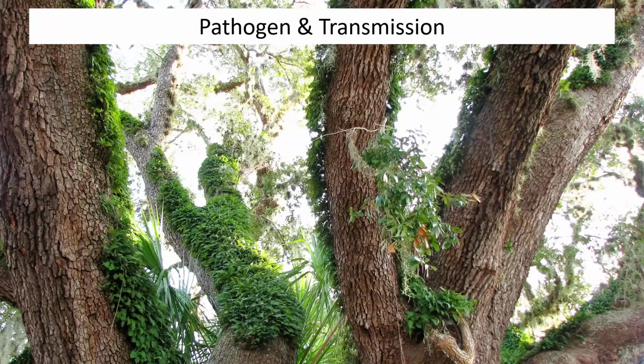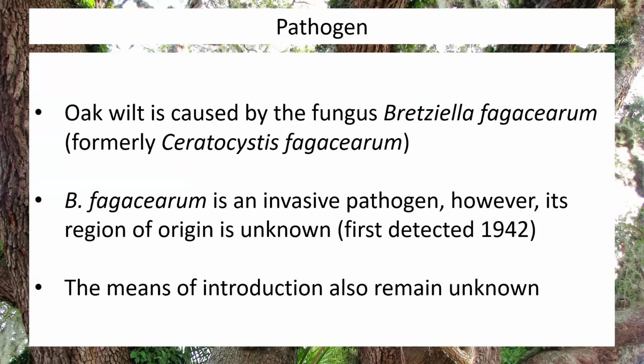So getting into that now, let's address the pathogen itself. Let's talk about what this actually is. So oak wilt is caused by a fungus, Bretziella fagacearum. I hope I pronounced that correctly. It was formerly Ceratocystis fagacearum, so it's gone through a name change. So if you try to look up oak wilt online, you will find different sources reference one of these two names. Sometimes they will use the old name. That way, you know both names you can look it up under.